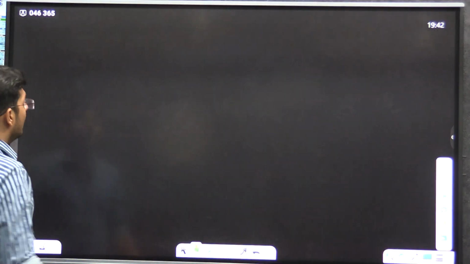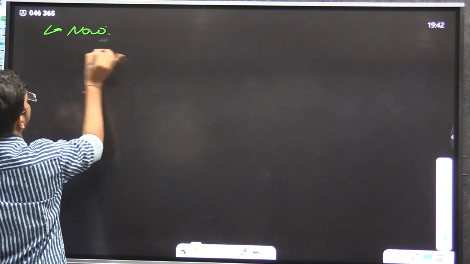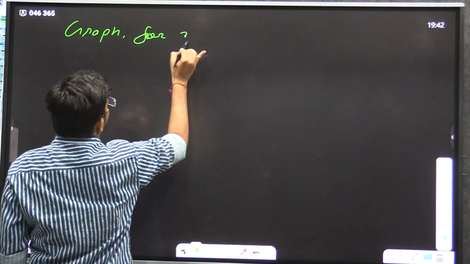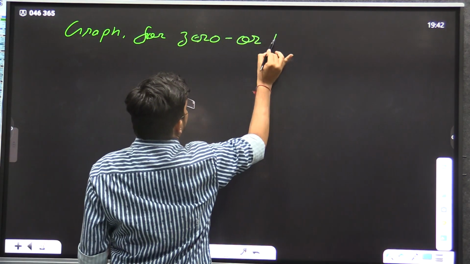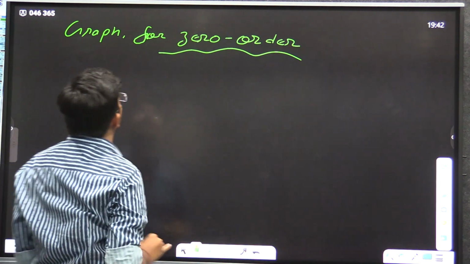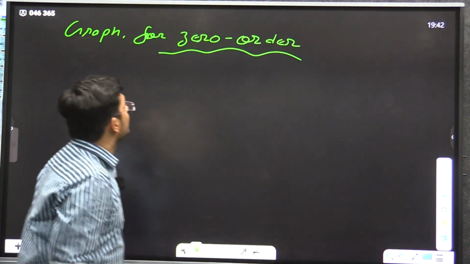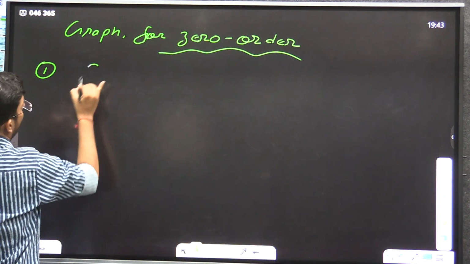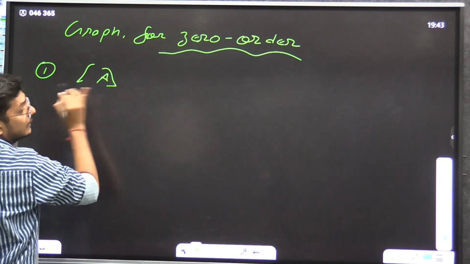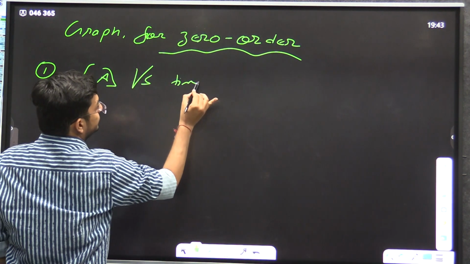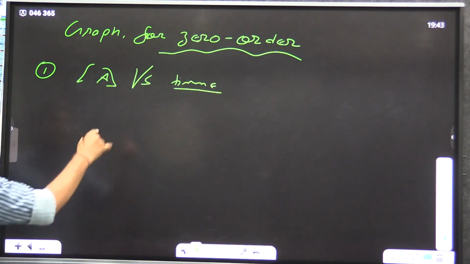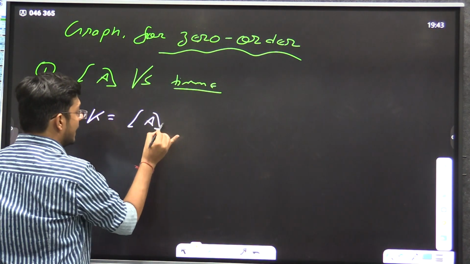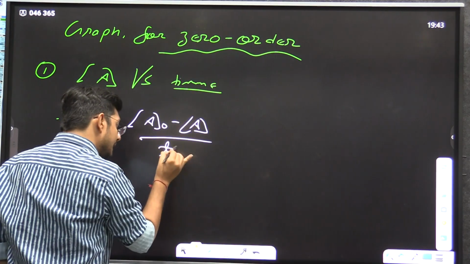Now we are going to draw the graph for zero order. There are so many graphs that can be drawn for the zero order. First, let's suppose we need to draw the amount of the reactant left versus the time t. For this, as we know, K is A naught minus A by T.